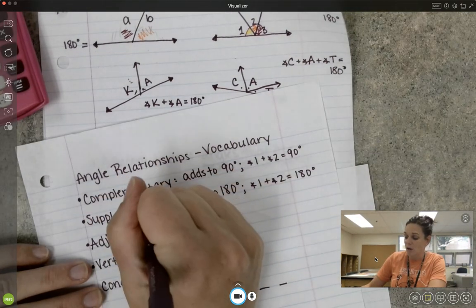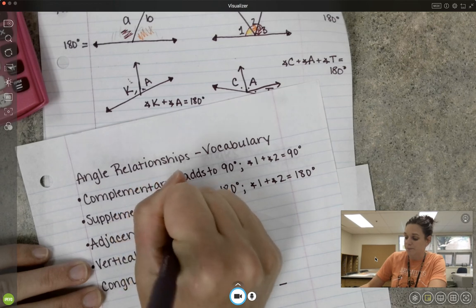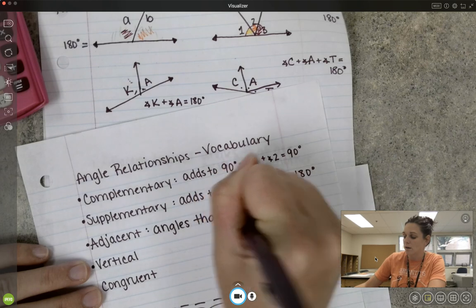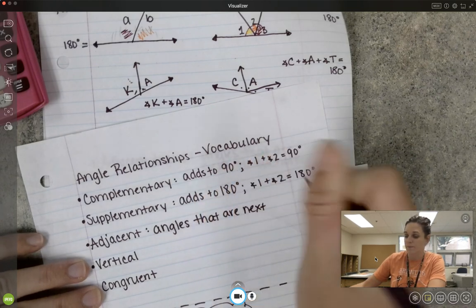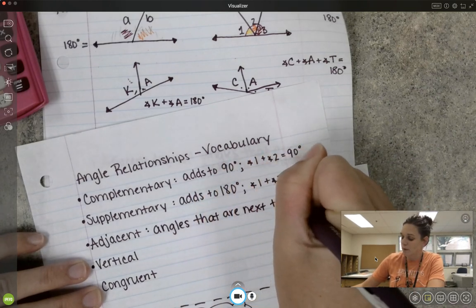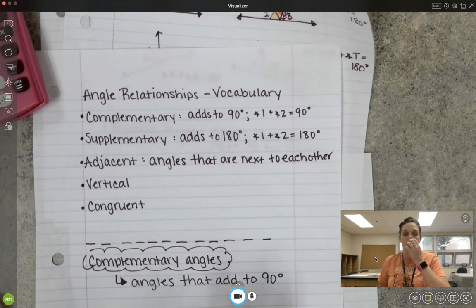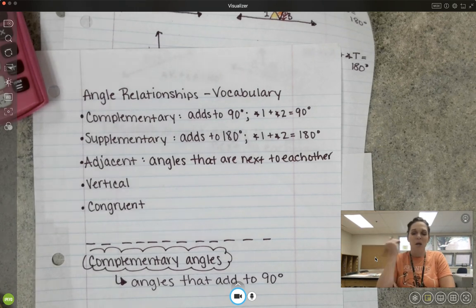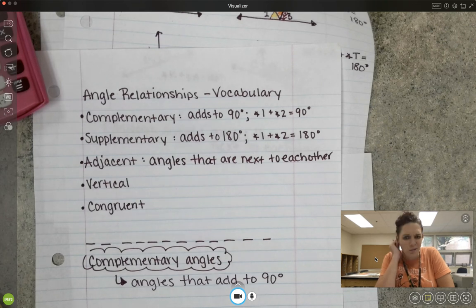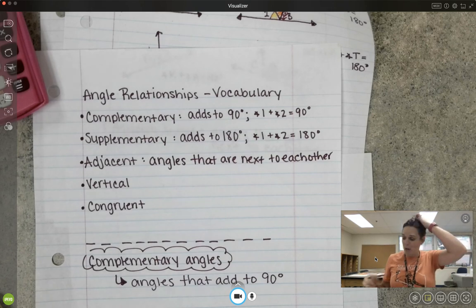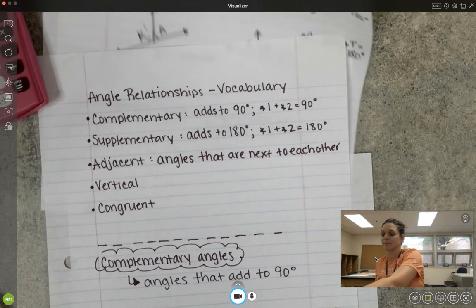All right, so again, we're just focusing on the vocabulary, because when I say, hey guys, go ahead and label the adjacent angle, and you're going to go, label the what? All right, I need to know that you know what I'm talking about. All right, so with that paper is done.